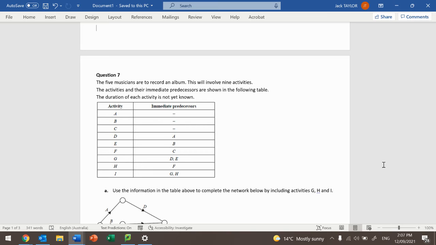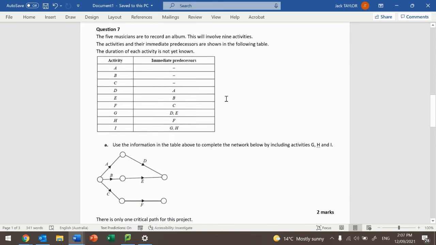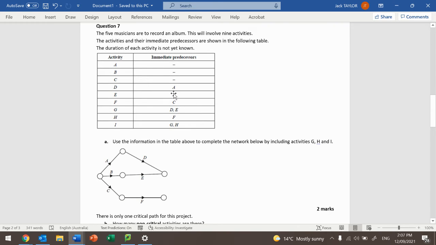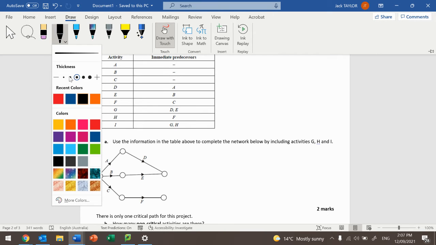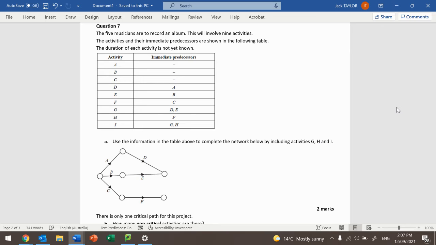All right, so with this one we need to go through and finish off the critical path here, or the whole network, sorry. All right, so coming off of D and E is G. Coming off of F is H. That's going to connect up here. And then coming off of those two is I.